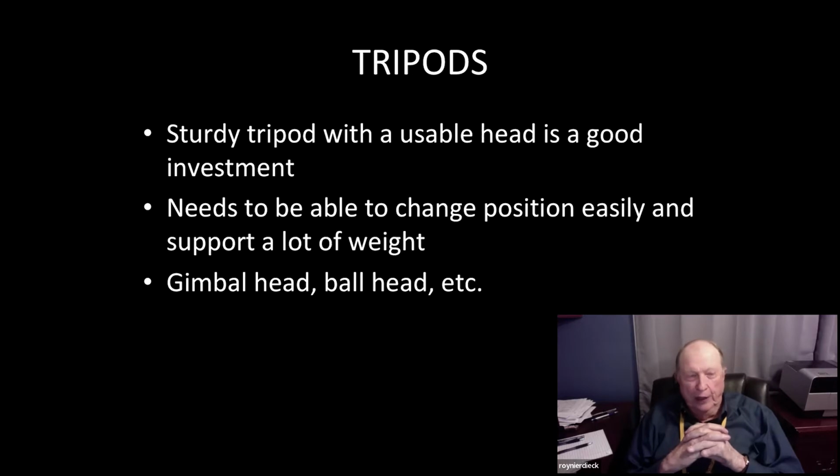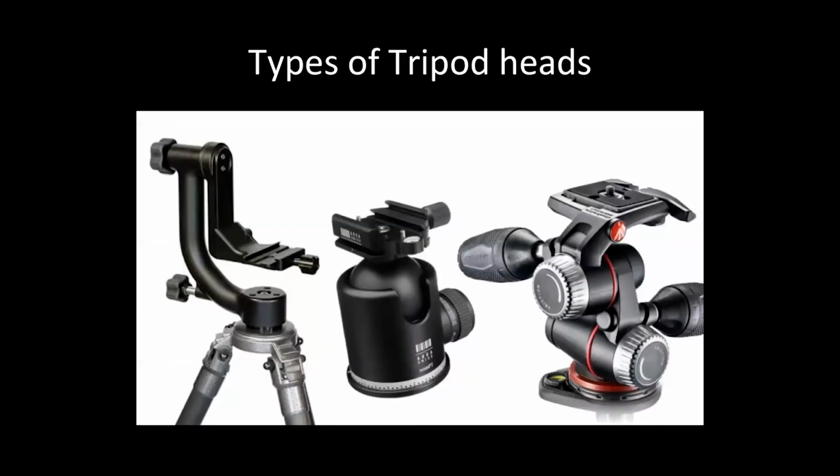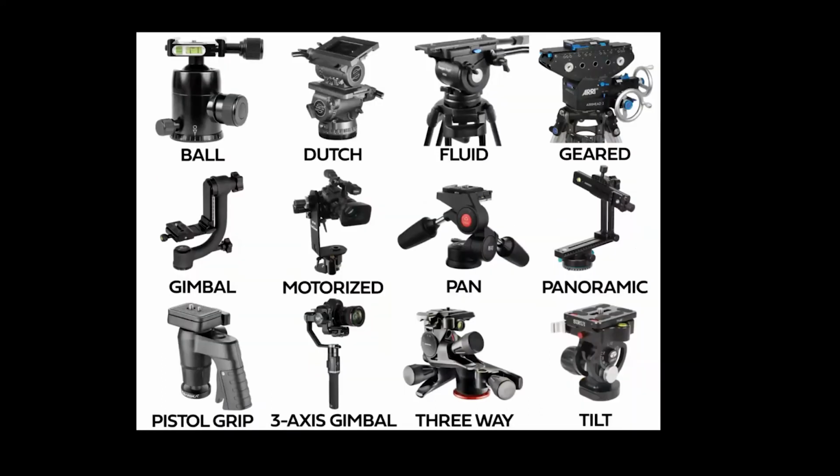You know, types of tripod heads are gimbal head, ball head. These are the three most common. The one on the left is a gimbal head, the one in the center is a ball head, and the one on the right is a universal. But there are many more types of tripod heads available, as you can see. But those three on the first panel were the ones most commonly used.